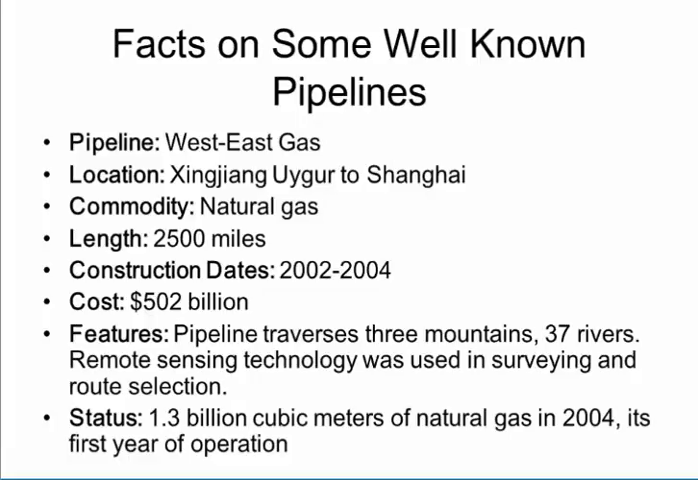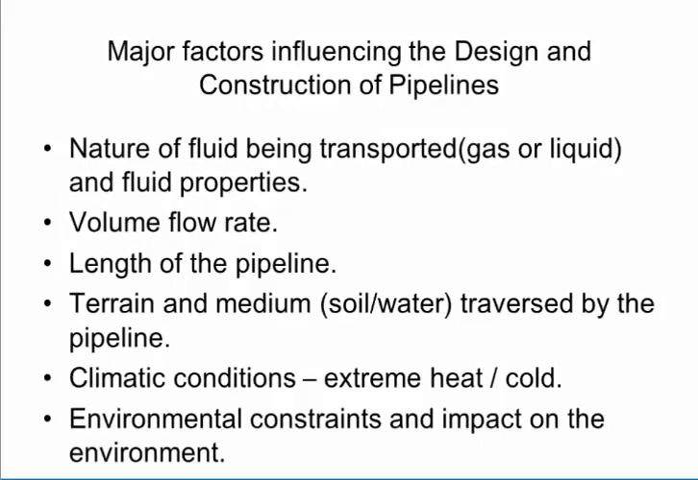Over in China, the west-to-east gas system across to Shanghai. Natural gas, 2,500 miles long, cost of $500 billion, also constructed in the early 2000s. Many challenges there, mountain ranges, rivers. So that's a bit of a taste of a few of the major pipelines, but by no means do everything we're talking about is also applicable to much smaller pipelines as well.